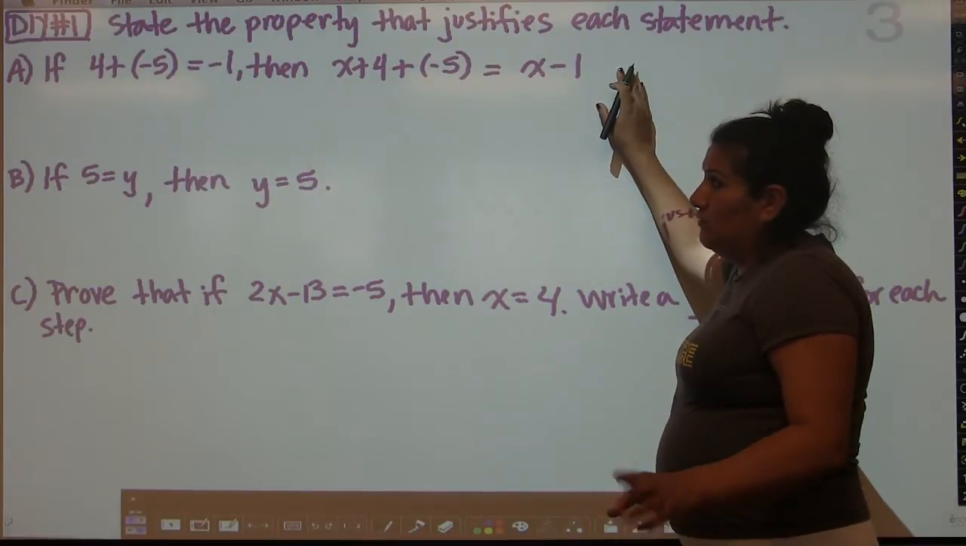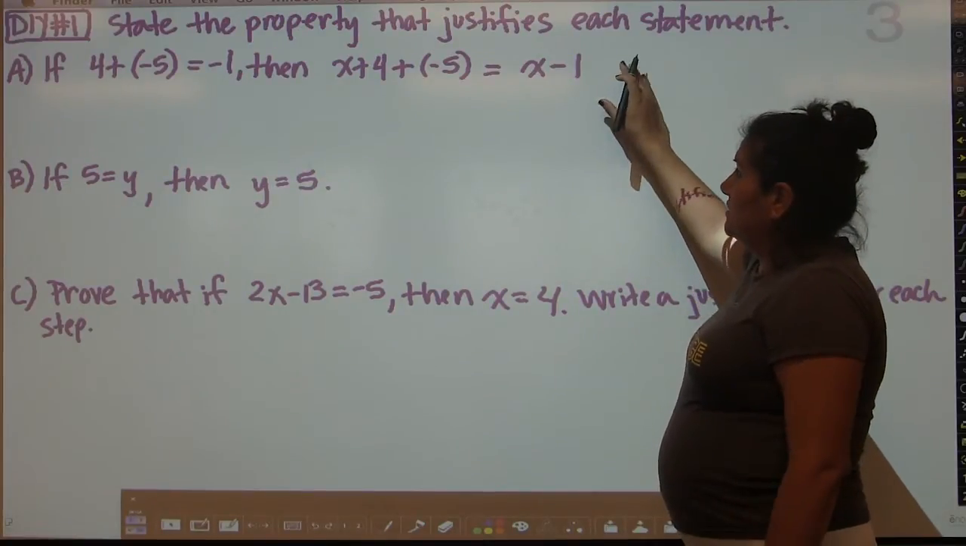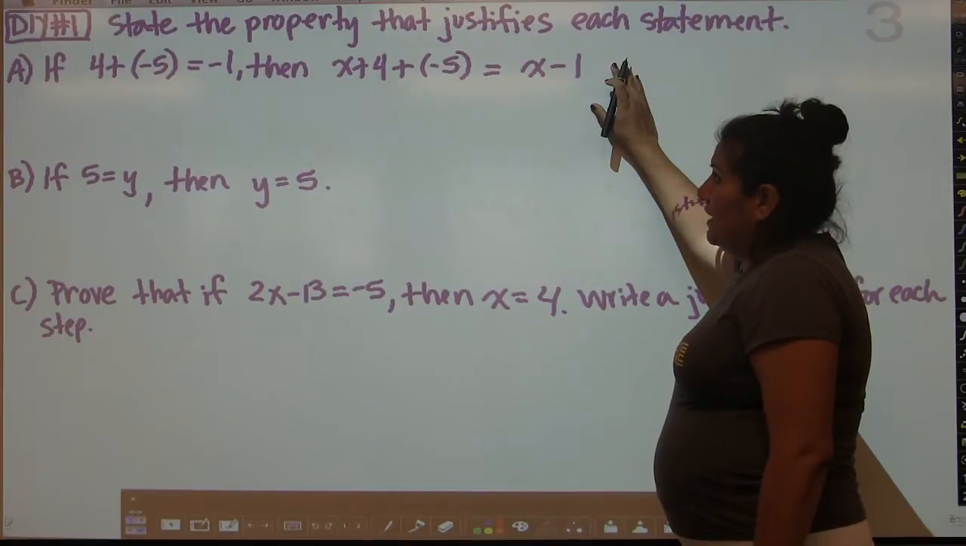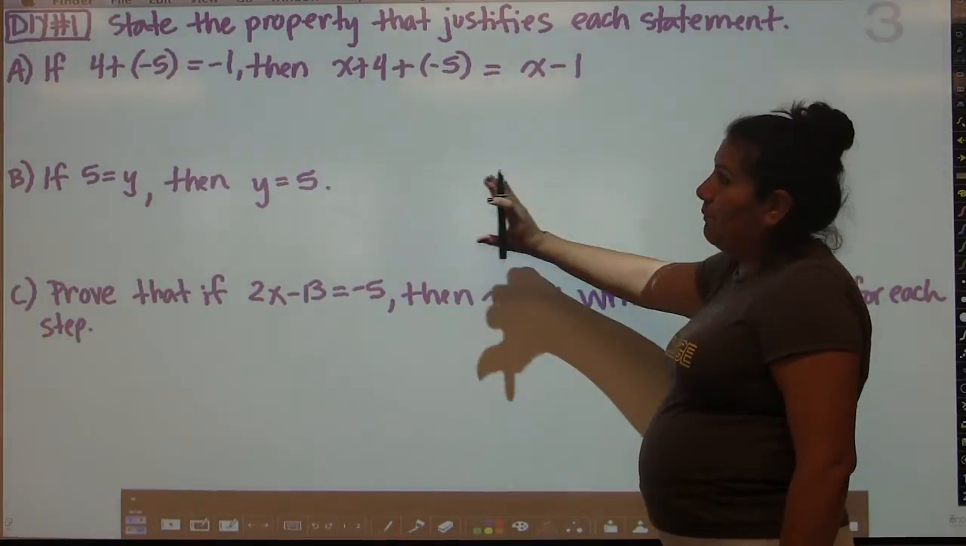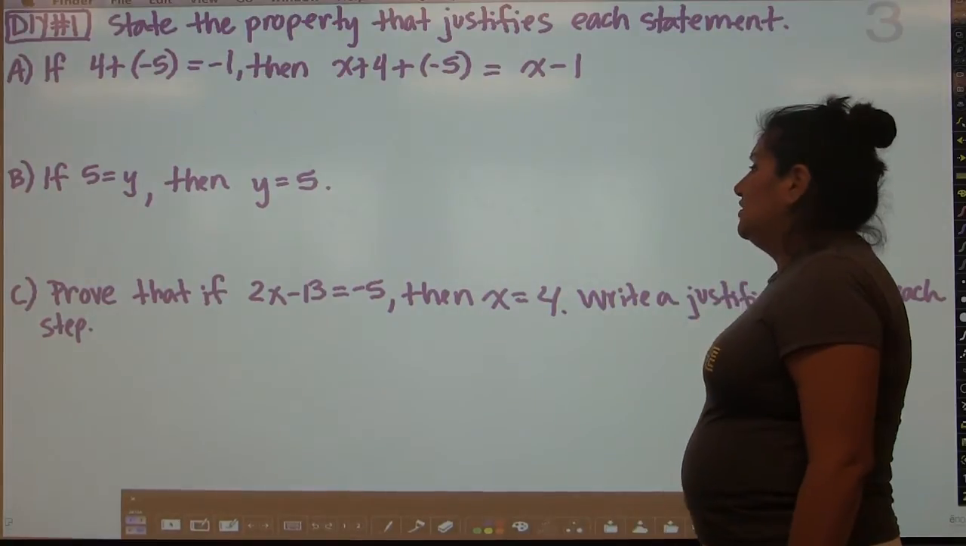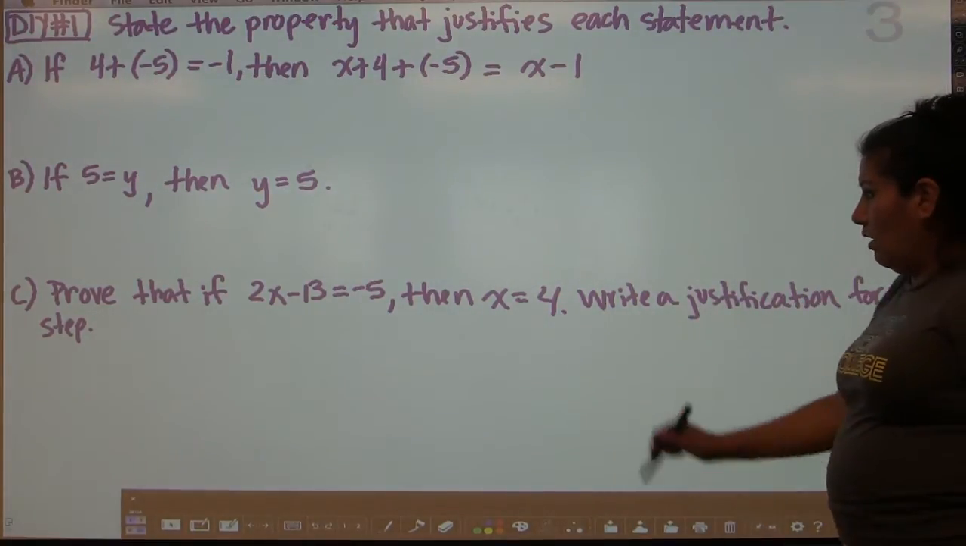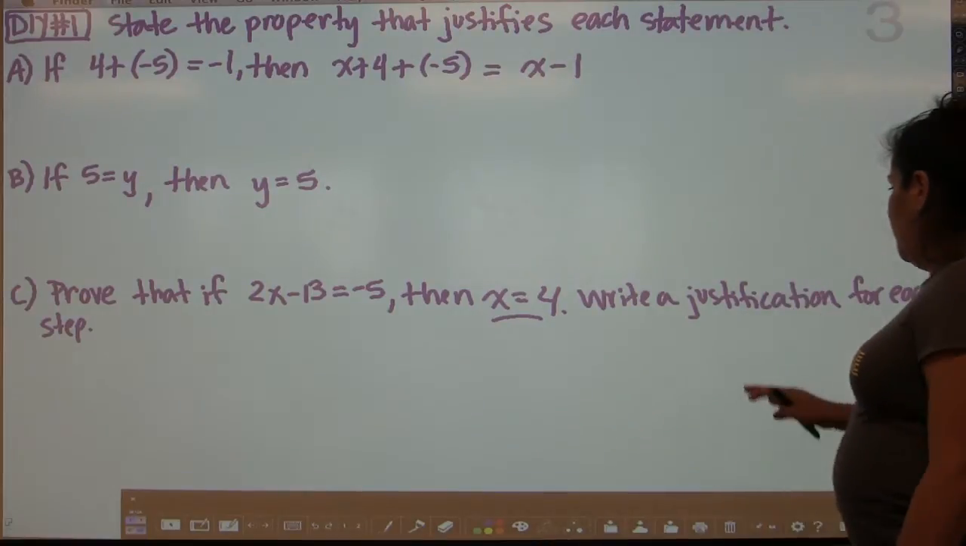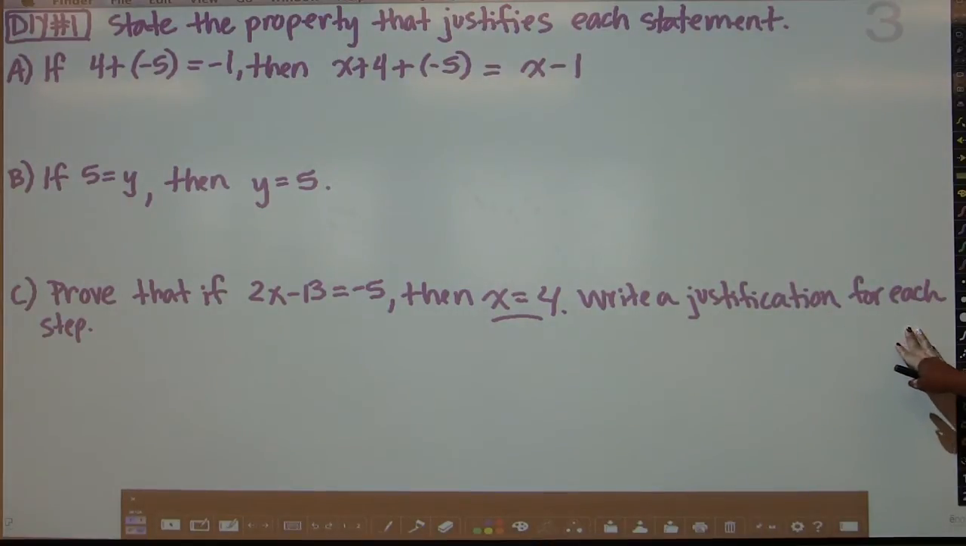It's not asking you to prove the whole thing. It's just asking you to see which property belongs to A and which property belongs to B. And then in part C, that's where they actually want you to solve it all, although you already know what the answer is, but write a justification for each step. So in part C, it will be a lot like example 1, but in A and B, you're just being asked to write the property for that specific sentence.